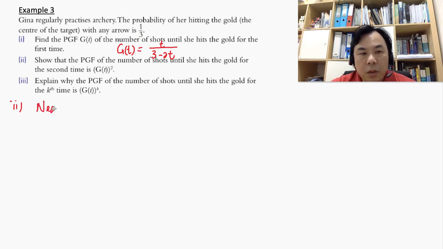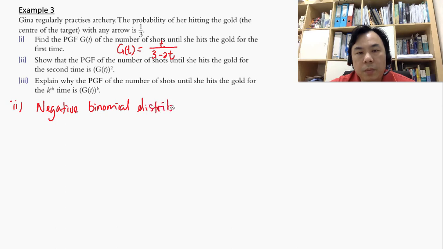negative binomial distribution. Negative just simply means the number of failures that occur before the person manages to achieve the first success or the second success here. So this is called the negative binomial distribution, or sometimes in the statistical literature, it's called the Pascal distribution.